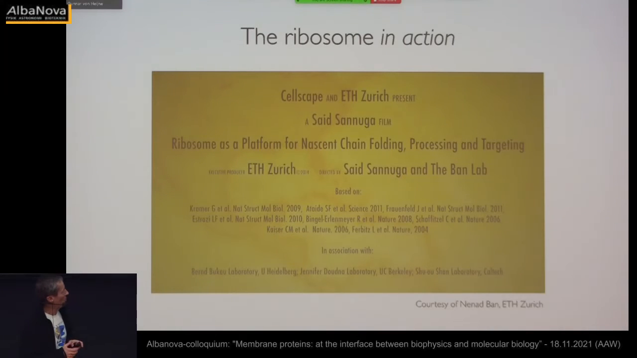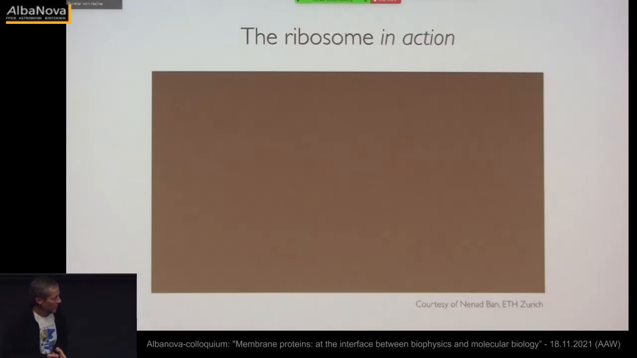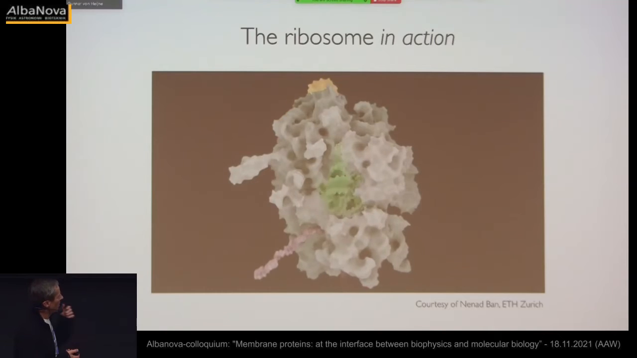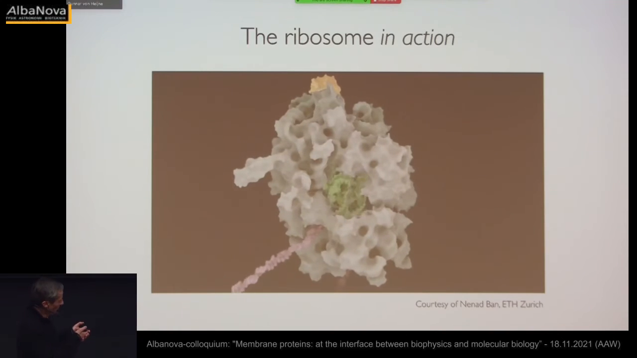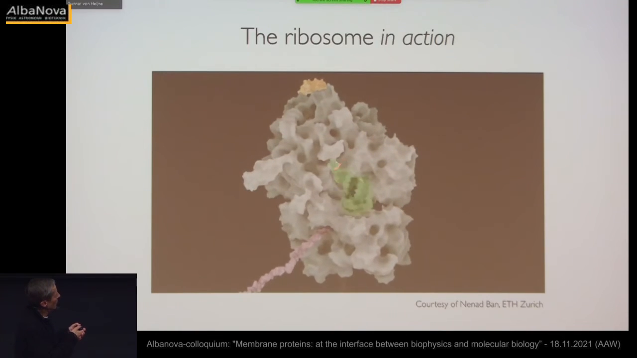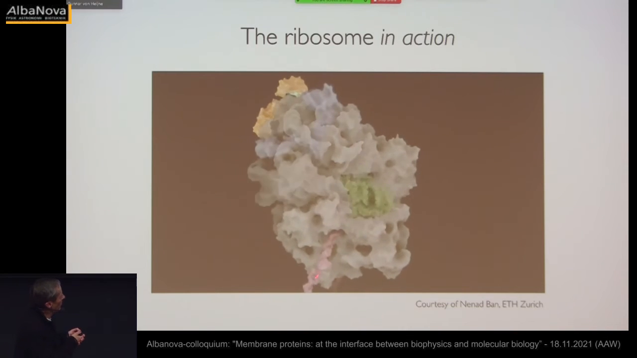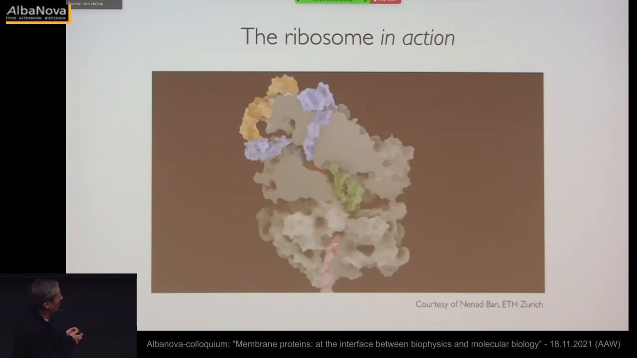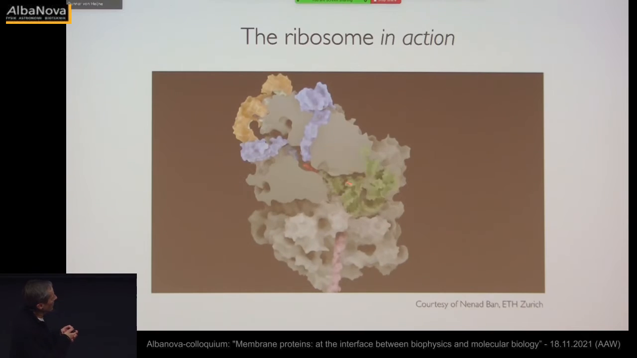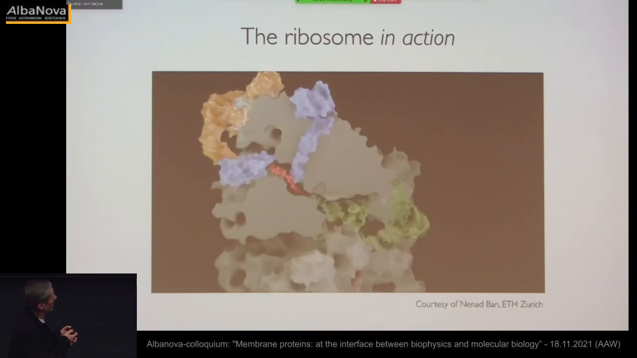So here I just want to take a little diversion and show you a kind of cartoonish movie about how this works. So here is a ribosome that is making a water-soluble protein. Here is the mRNA, and you can see that it's threaded through the ribosome. These green things are called transfer RNAs, and they bring the individual amino acids into the ribosome in response to whatever codon is there from the mRNA.